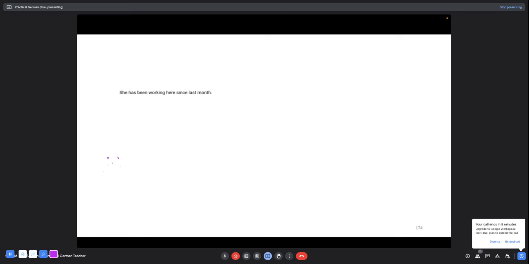This is interesting because it requires you to think of adjective endings as well, if you know what I mean. Sie arbeitet hier seit letzter Woche. Letzten Monat. Okay. So Monat is correct, but letzter, whether it is letztes, letztem, how do you know?